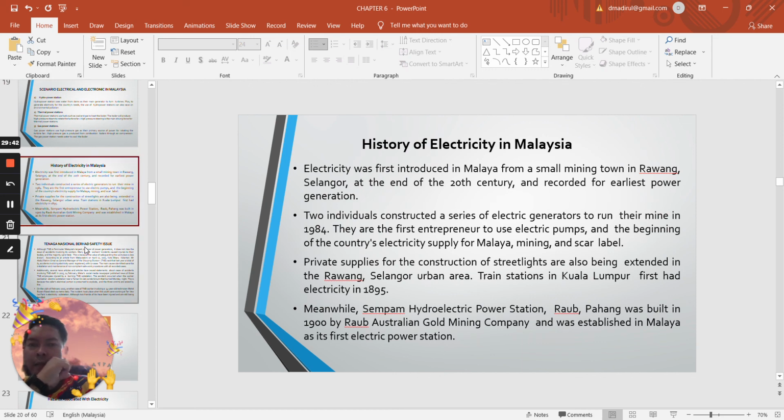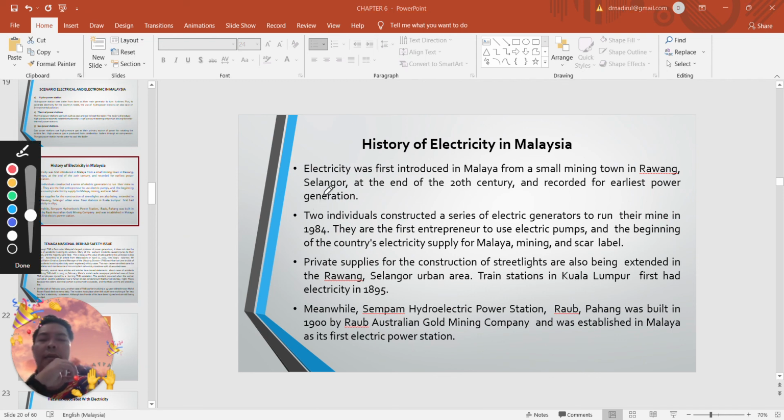So basically, this slide will give you a little in-depth history of electricity development in Malaysia. As we know, electricity was first introduced in Malaya, as Malaysia was known at that time, from a small mining town in Rawang, Selangor, at the end of the 19th century, and recorded as the earliest power generation.